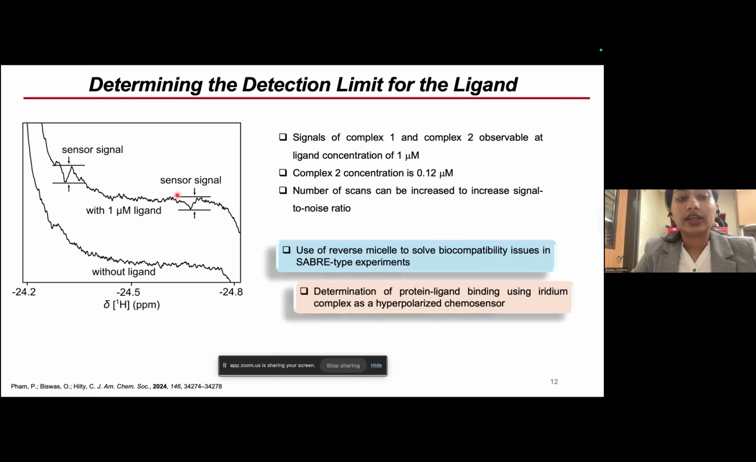If we increase the number of scans, because the reverse micelle system is a one pot system, we are just mixing everything, and in the one pot, after vortexing, the reverse micelle is ready. So the reaction can be repeated many times, and we can hence increase the number of scans, which will increase the signal to noise ratio. Thereby we can also operate at a much lower ligand concentration.